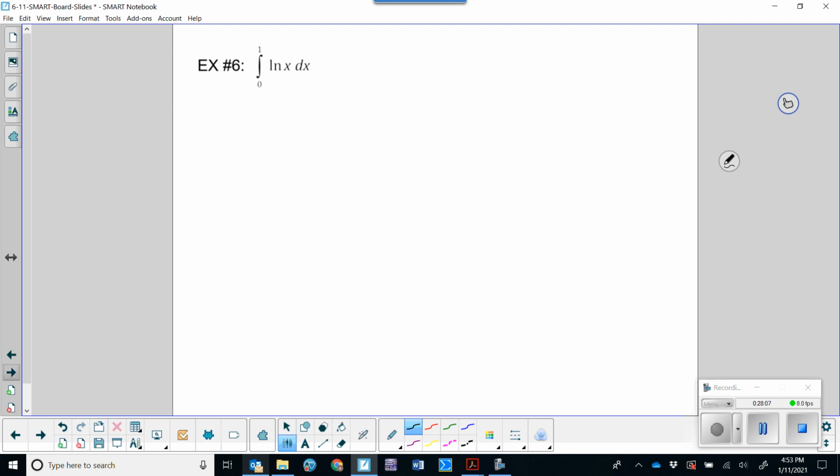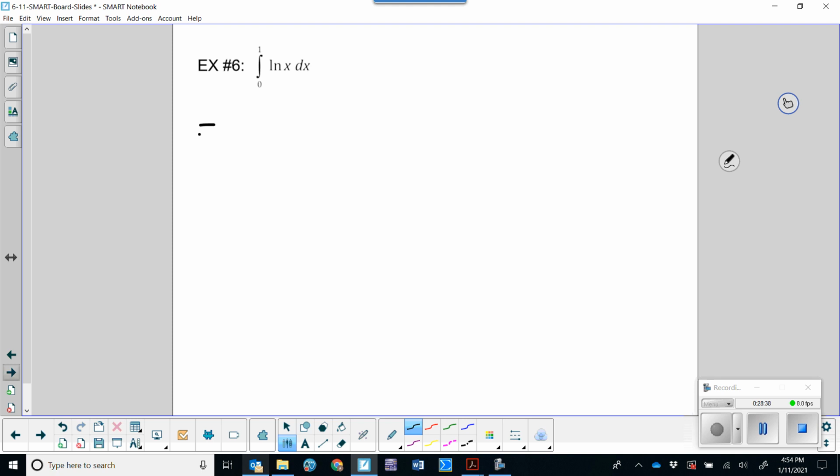So here we have the integral from 0 to 1 of ln of x dx. Okay, so a couple of things. First thing, every time I'm going to look and see, do I have a domain issue with my limits of integration? Well, we already know that ln of 0 is not allowed, right? We have our 3 domain things. We can't divide by 0, no negatives under square roots, and logs cannot have 0 or negative inside. So 0 is a problem here.